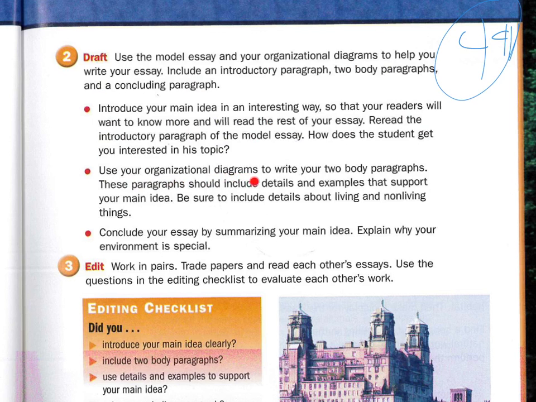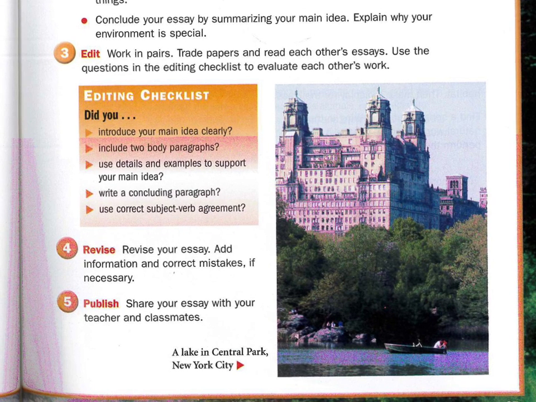Use your organizational diagrams to write your 2 body paragraphs. These paragraphs should include details and examples that support your main idea. Be sure to include details about living things in one paragraph and non-living things in the other paragraph. Conclude your essay by summarizing your main idea. Explain why your environment is special. Now, you're going to have to probably take about 15-20 minutes, well, maybe longer, to write out your essay.